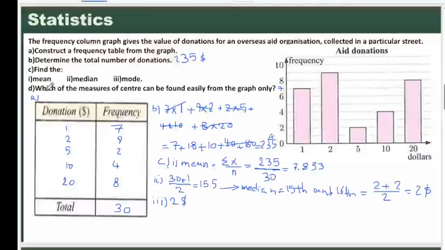Part D says which of the measures of center can be found easily from the graph only. We see mode. Mode, I can see which one has the most frequency from the graph. So I can find it easily from graph.